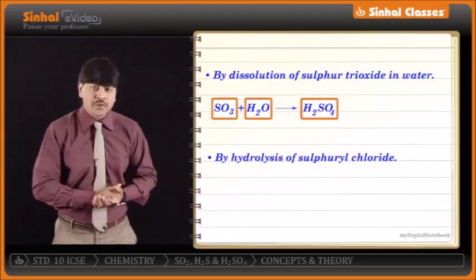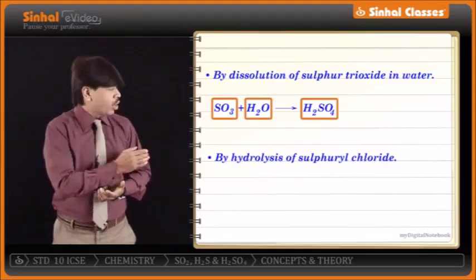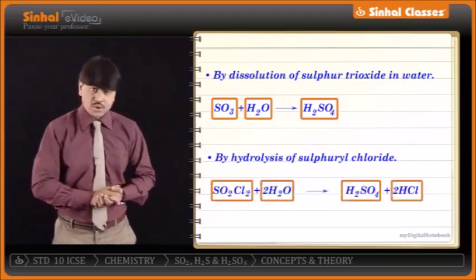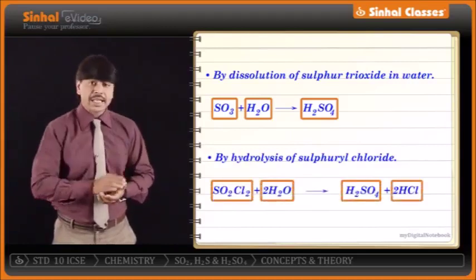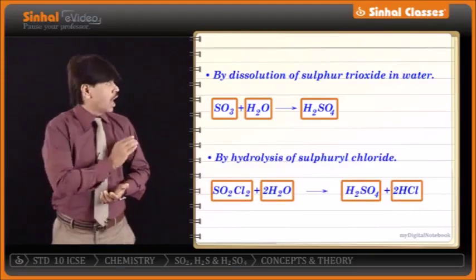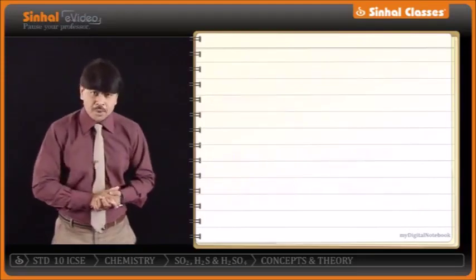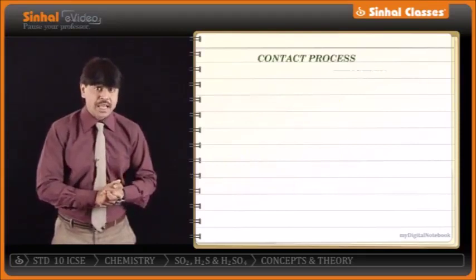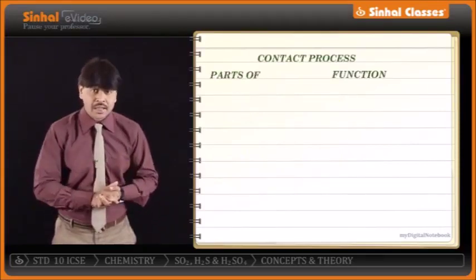SO2Cl2 is known as sulfuryl chloride. When dissolved in water, SO2Cl2 plus 2H2O, it will give you H2SO4 plus 2HCl. Now, to begin with the contact process, it's a major process of preparing sulfuric acid on a larger scale.